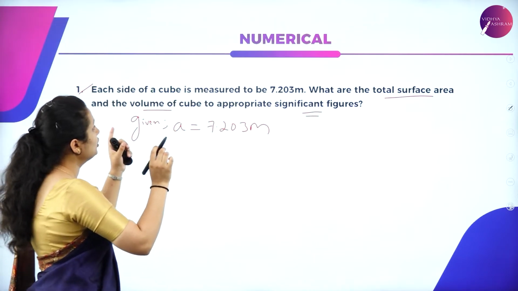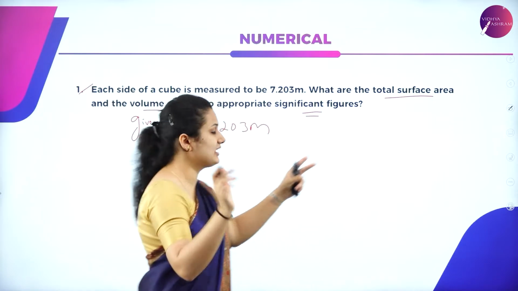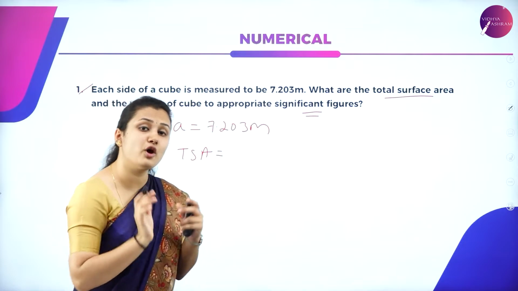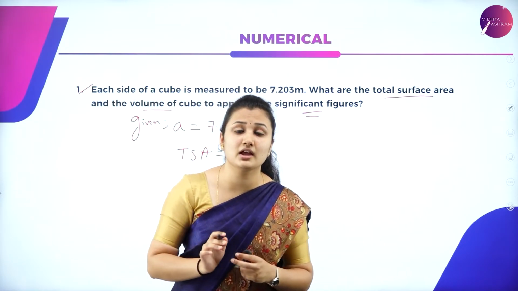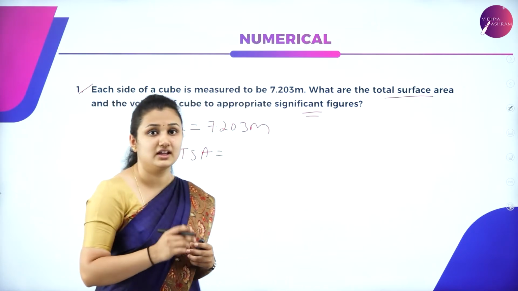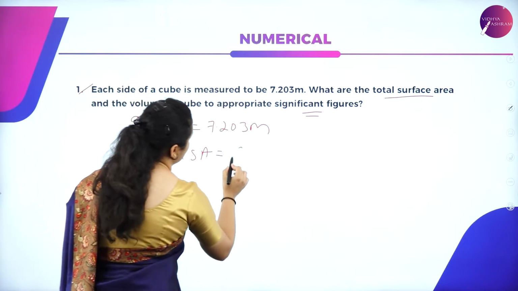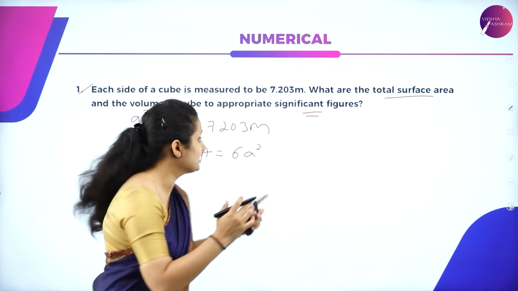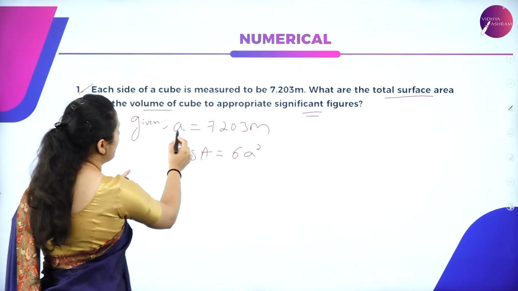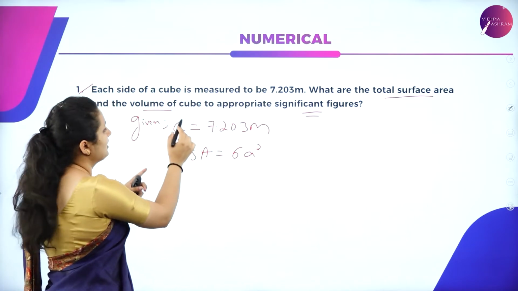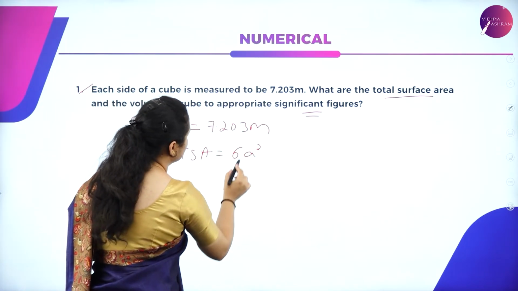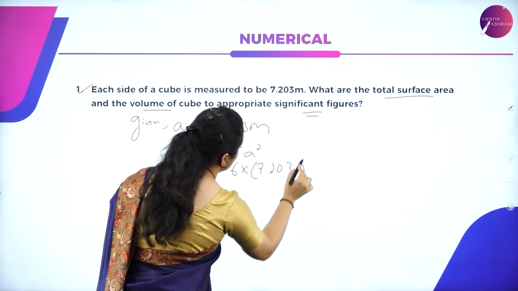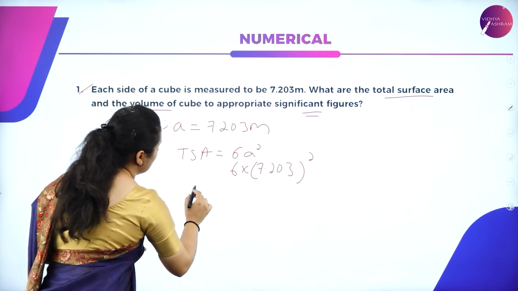So I have a cube. What is the total surface area? I will represent it as TSA. Total surface area of cube has a formula. How do you find out the total surface area of a cube? Think about it. It is 6a square. Consider a cube. Cube has 6 faces, 6 into sides. So the side, which is represented as A, is given as 7.203. So 6 into 7.203 square.